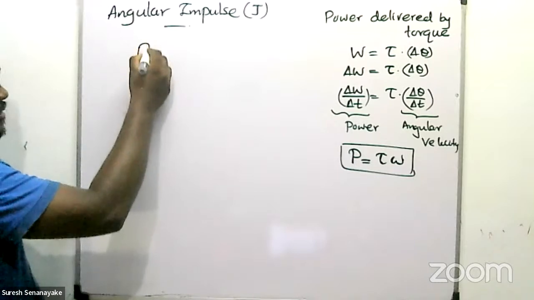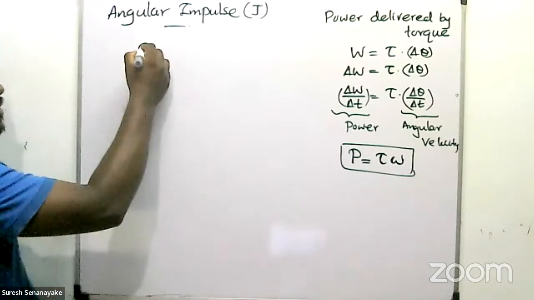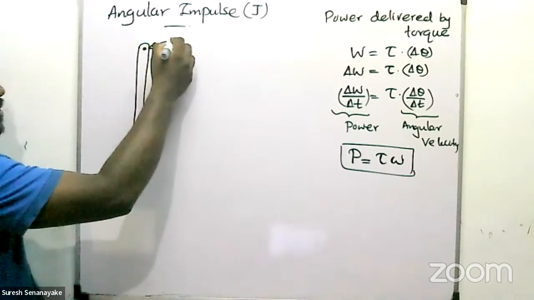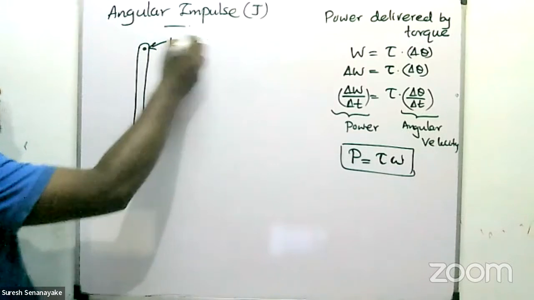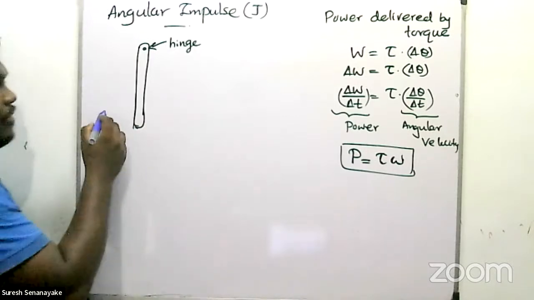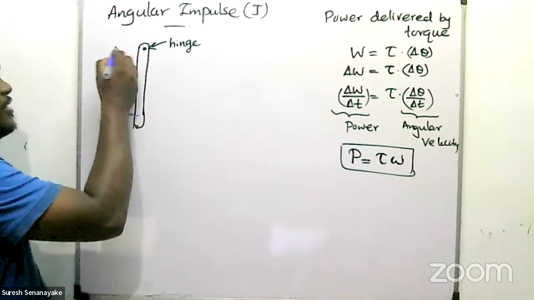Considering a rod like this, this is the hinge. There is a nut placed at one end so that it can rotate slightly. I'll apply the force F on it at the distance R.